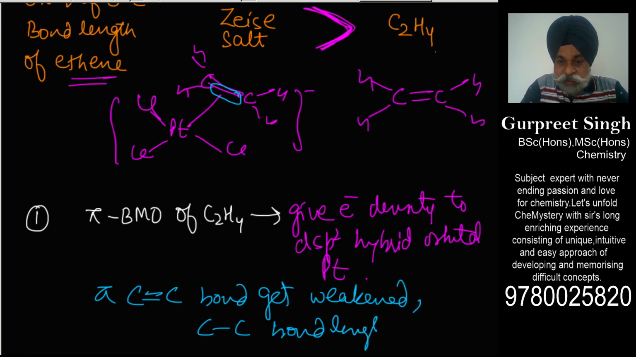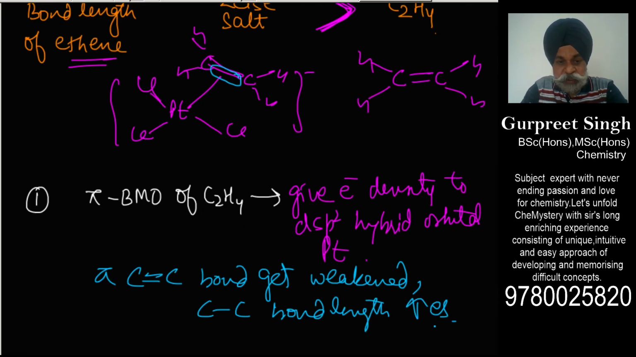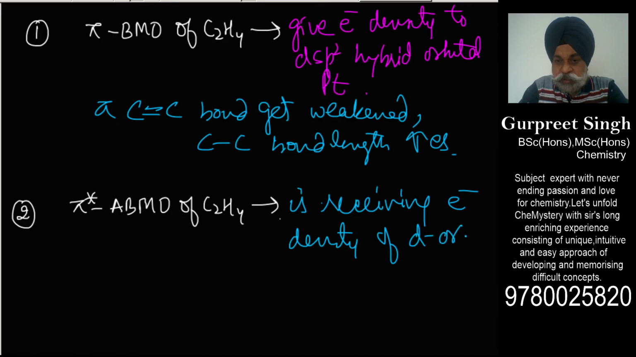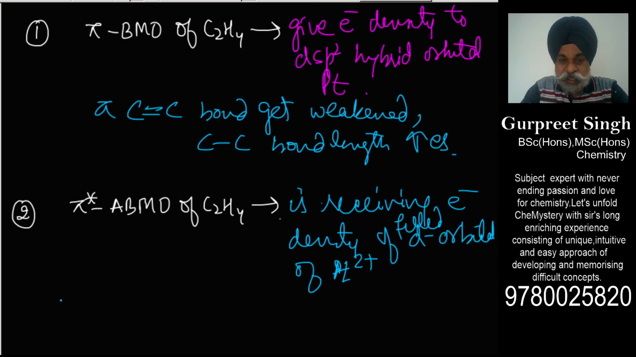the CC bond length increases. One reason is this, and the second reason is also very obvious: the pi star anti-bonding orbital is receiving the electron density back. So the pi star anti-bonding orbital of C2H4 is receiving electron density from the filled d orbital of platinum 2 positive. Again this is obvious: whenever an anti-bonding orbital receives electron density back, the bond order decreases, that means the bond length is going to increase.